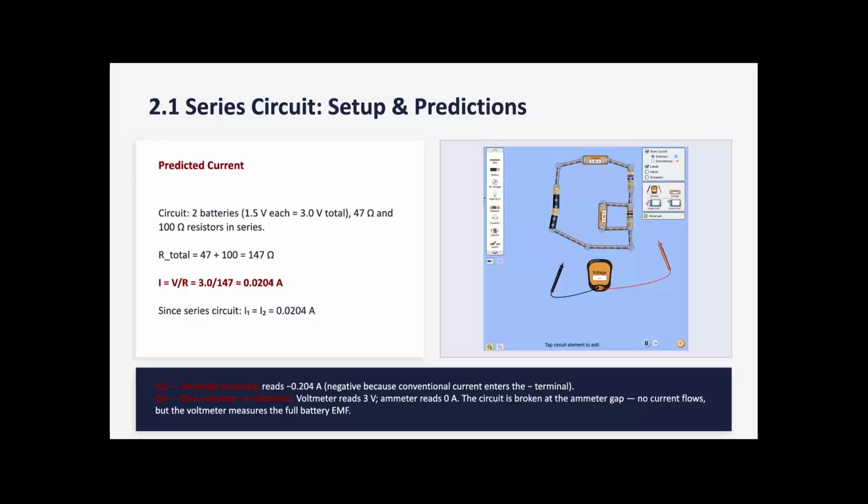Before running the simulation, I predicted the current. Total resistance is 47 plus 100 ohms equals 147 ohms. By Ohm's law, I equals V over R equals 3.0 over 147, which is approximately 0.0204 amperes, about 20 milliamps. Since this is a series circuit, charge conservation tells us both ammeters must read the same value. The CCK confirmed this prediction.